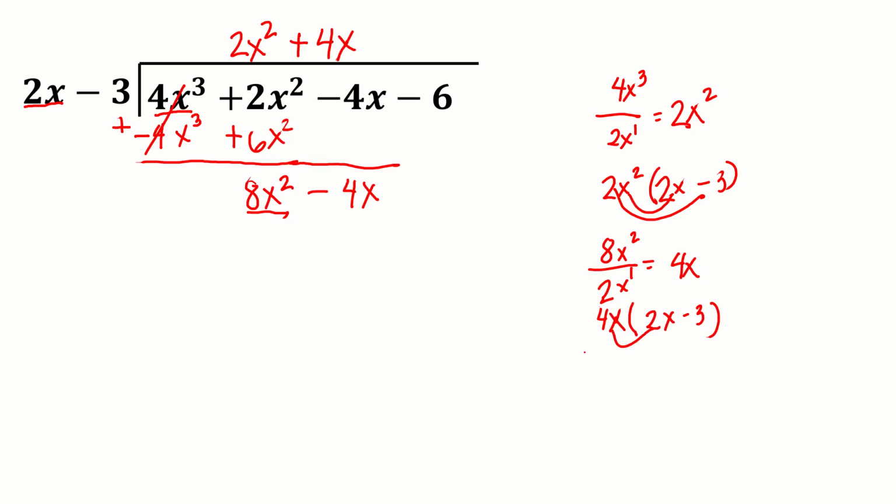So, 4x times 2x, 4 times 2 is 8. X times x is x squared. Then, 4x times negative 3. 4 times negative 3 is negative 12. Then, copy yung variable na x. Again, change the sign. So, from positive, magiging negative. From negative, magiging positive. And proceed to addition. 8x squared plus negative 8x squared. So, this will be 0.